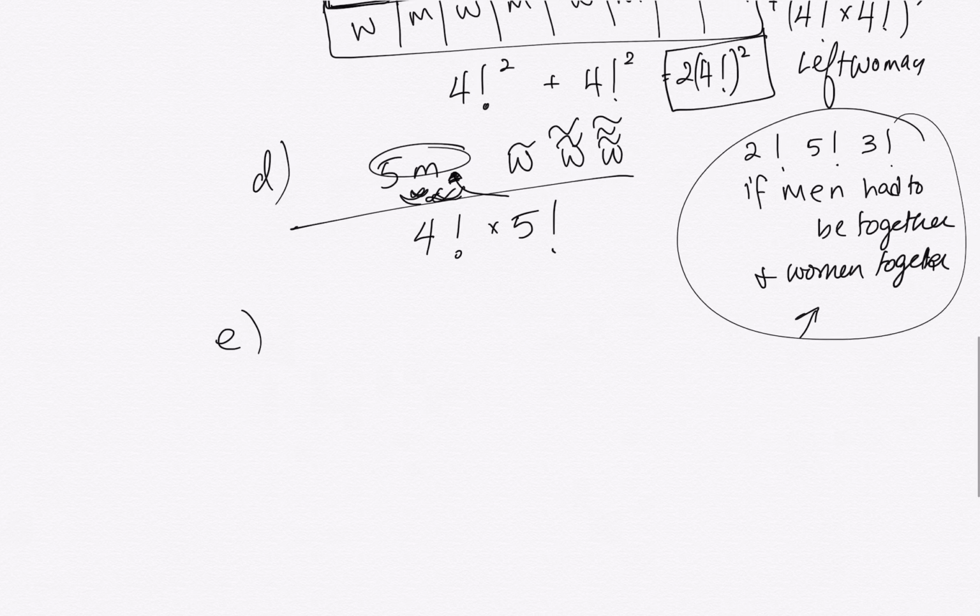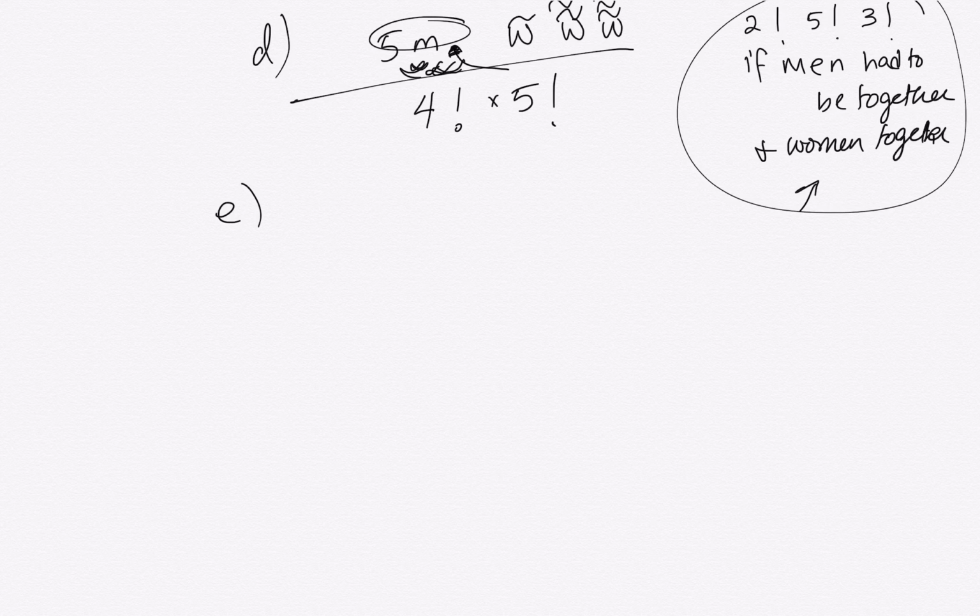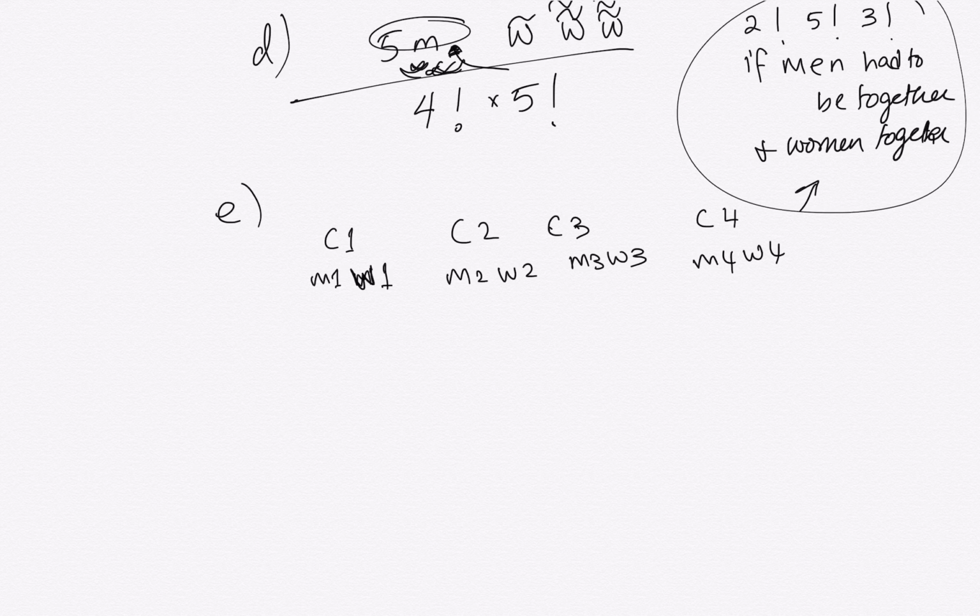Okay, last part, part E. There are 4 married couples and each couple must sit together. So what do you have? There's couple 1 consisting of man 1 and woman 1. There's couple 2 consisting of man 2 and woman 2. Couple 3, man 3 and woman 3, and couple 4, man 4 and woman 4. How many ways can you arrange them in a row if they need to be seated together? Okay, well, tie them together just like this, and you can think of them as 4 units. 4 units can be arranged in 4 factorial ways.